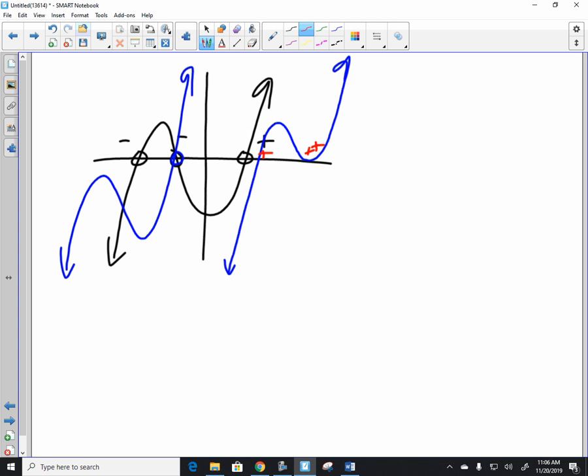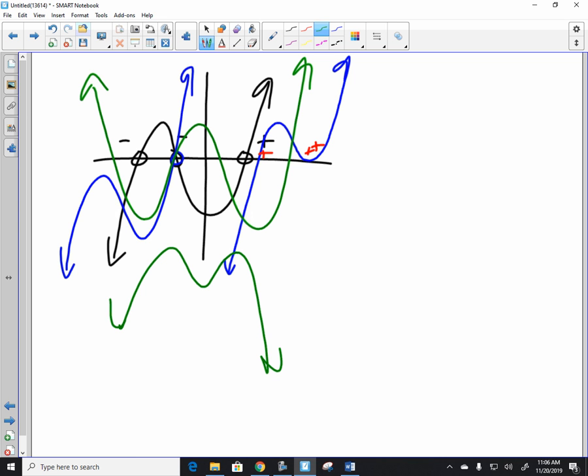There's all sorts of different ways that we could draw graphs. But would you agree that every cubic has to cross the graph at least once? Every odd polynomial has to cross the graph at least once. Agreed? How about a quartic? Does a quartic have to cross the graph at least once? No, right?